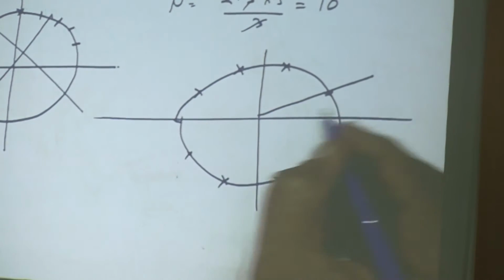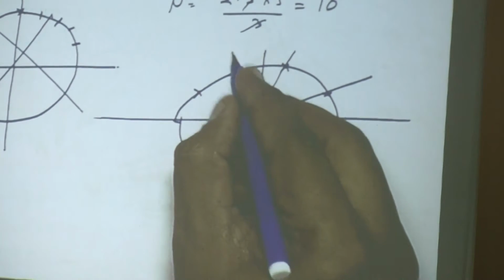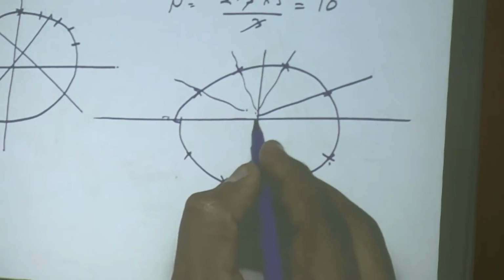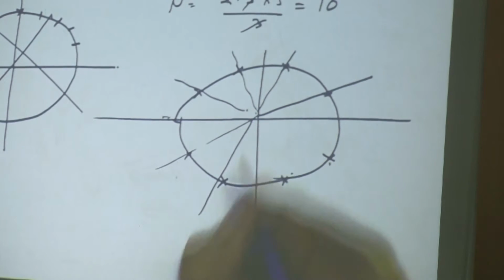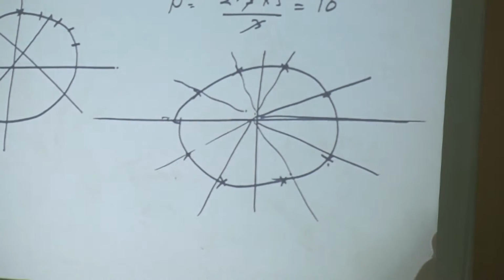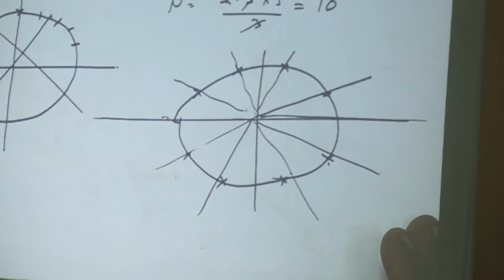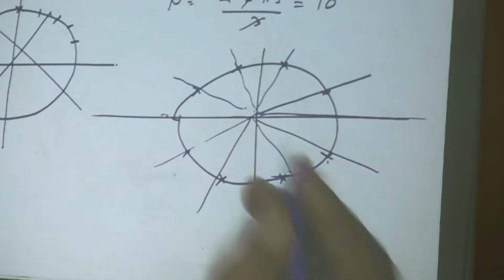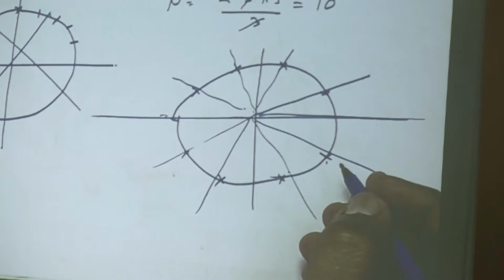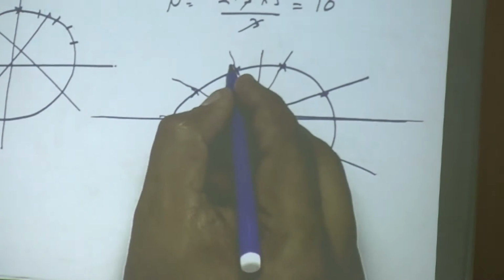This is pi by 5, this is 2 pi by 5, 3 pi by 5, 4 pi by 5, 5 pi by 5, 6 pi by 5, 7 pi by 5, 8 pi by 5, 9 pi by 5 and 10 pi by 5. These are angles of pi by 5, 36 degrees. Each of the angles between the lines is 36 degrees. Now take 3 pi by 5, 1, 2, 3 is here.